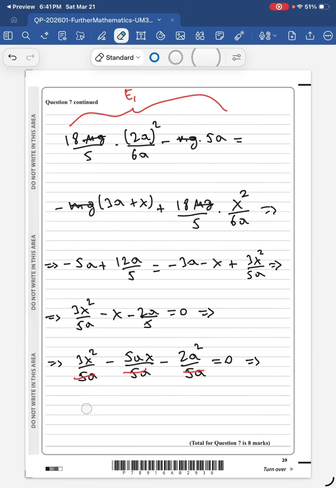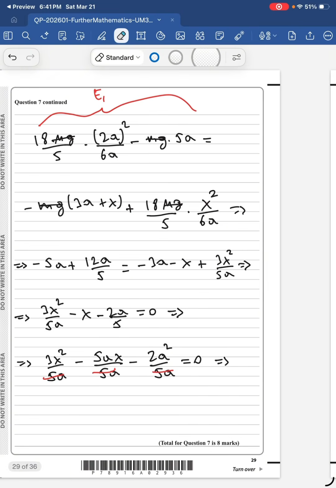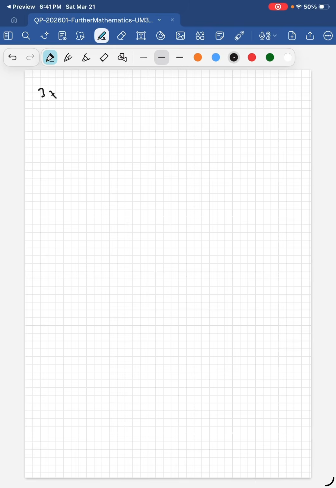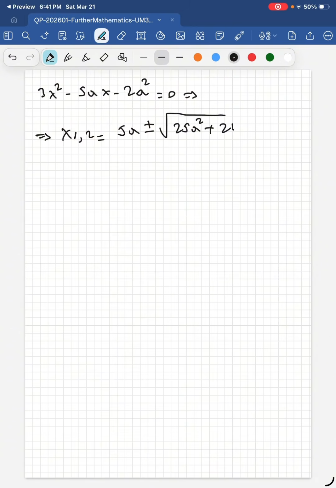Actually, let me use a clean page. We don't have a clean page, so let's create a clean page. Okay, so 3x squared minus 5ax minus 2a squared is 0. So this is a quadratic equation. x1,2 becomes 5a plus or minus the square root of 25a squared plus 24a squared, you can check for yourselves, over 6. Okay, and this yields two solutions. x1 is 2a and x2 is minus a third of a.